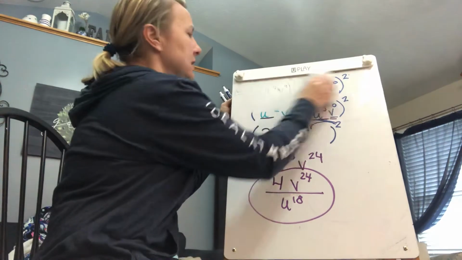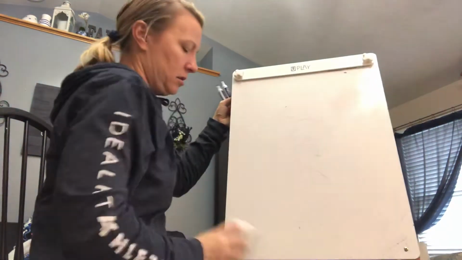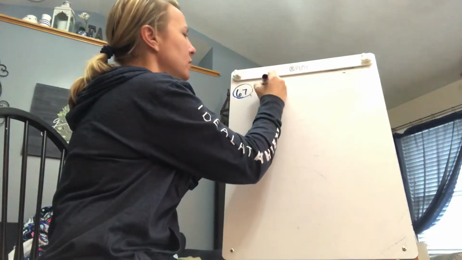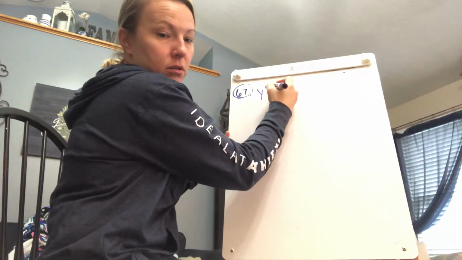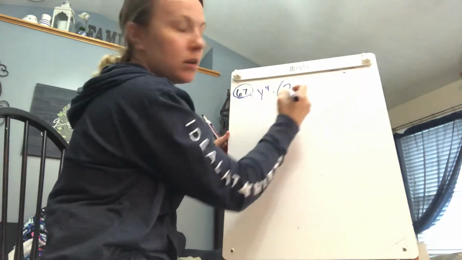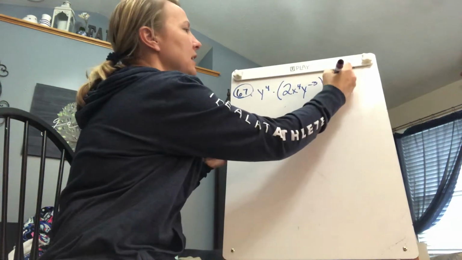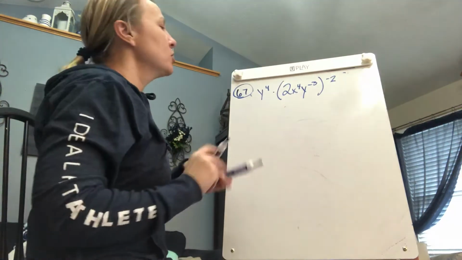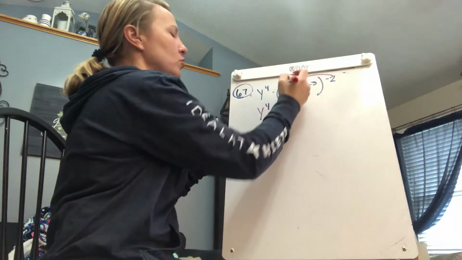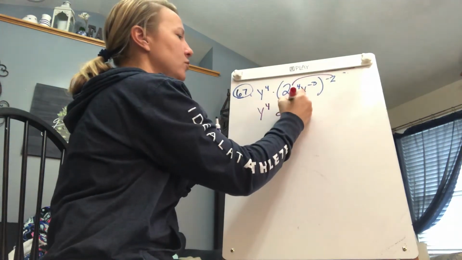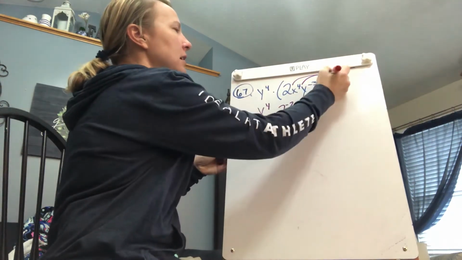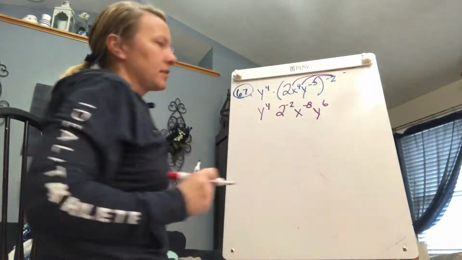Okay, 67. 67 says y to the 4. Oh, look at this guy. This is fun. X to the 4, y to the negative 3, to the negative 2. That's exciting. So y to the 4 is staying. He didn't change. You're going to distribute this negative 2. And so that gives us 2 to the negative 2. This gives us x to the negative 8. And this gives us y to the positive 6.